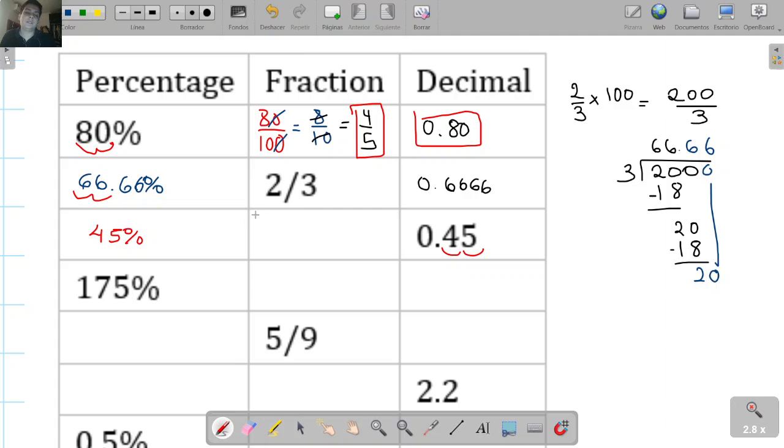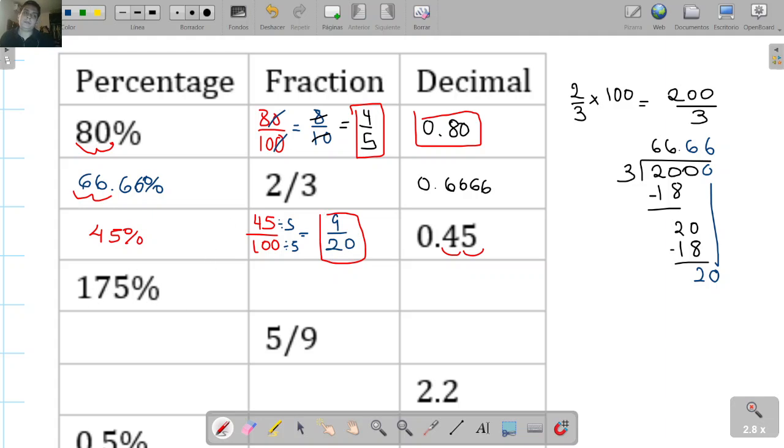45% to convert as a fraction. Remember, we just have to divide by 100. We can simplify this. Divided by 5 and divided by 5. It's just going to be 9 over 20. We cannot do more simplification here.